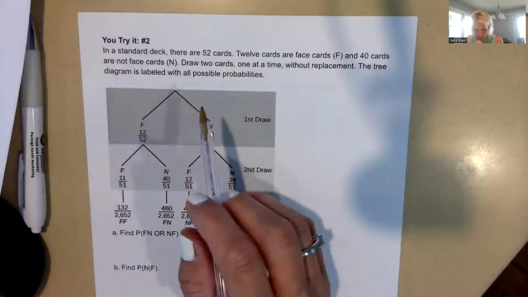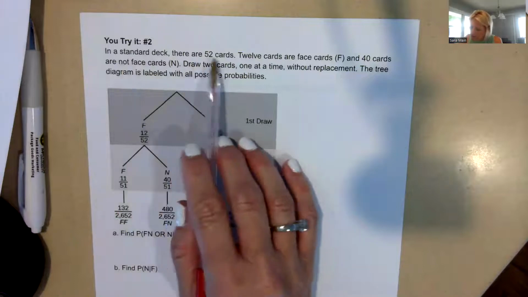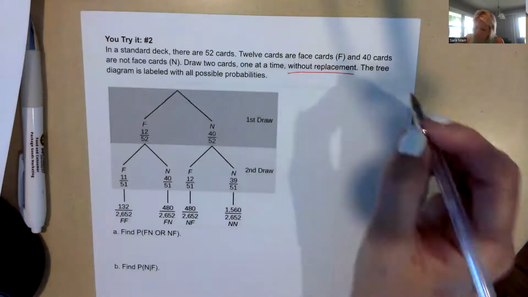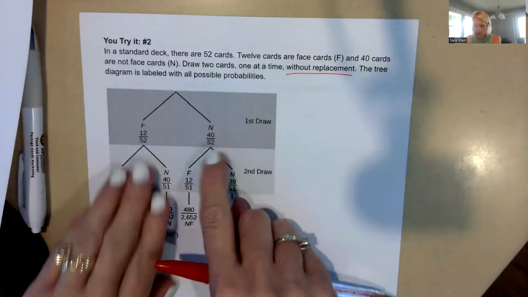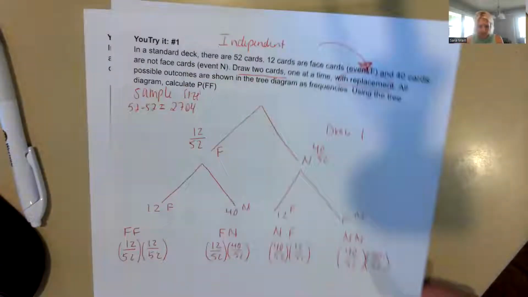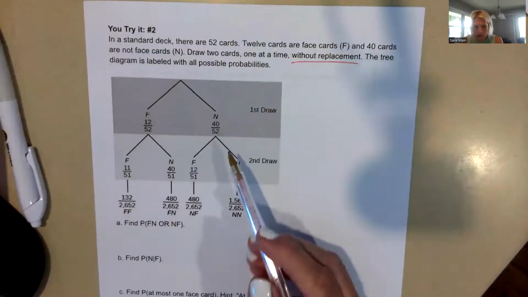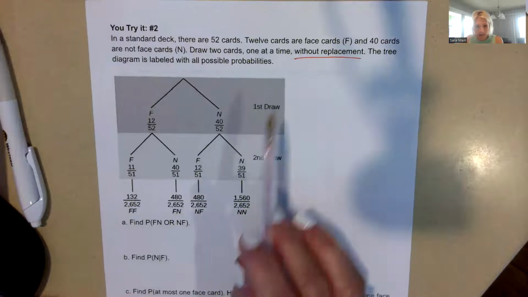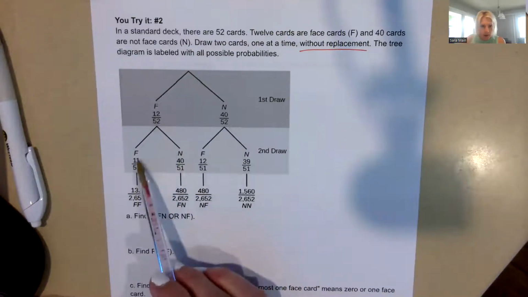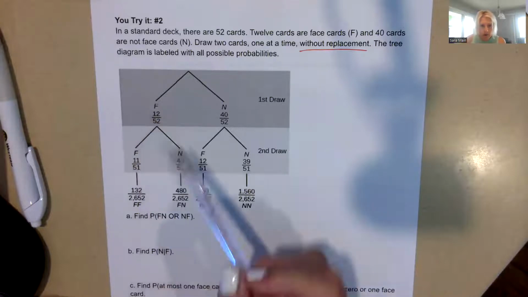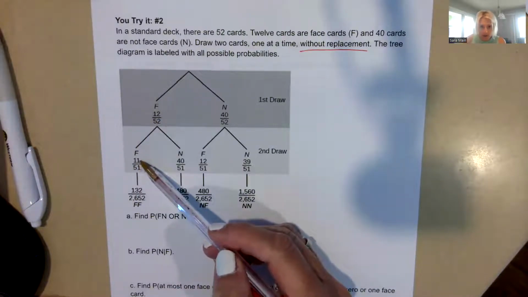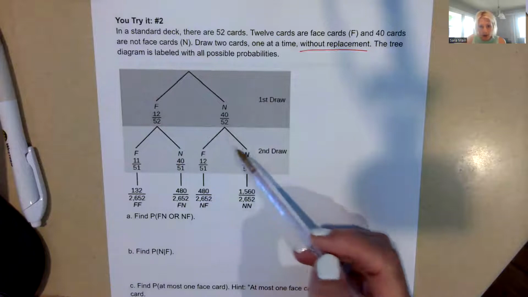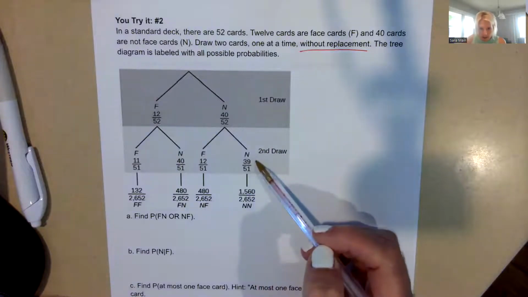Now, in the next one, we're going to set up a little bit differently. It says, in a standard deck, there are 52 cards, 12 are face and 40 are not. But this time, it's without replacement. So notice that the tree starts off the same as the one we just made. But on the second draw, there's only 51 cards because it's without replacement, so it's not independent. If you drew a face on the first one, then there's only 11 face available and there's still 40 not face cards. If you drew a non-face card on the first draw, there's still 12 face cards and only 39 non-face.